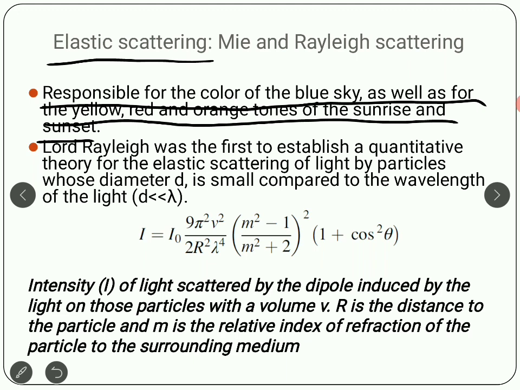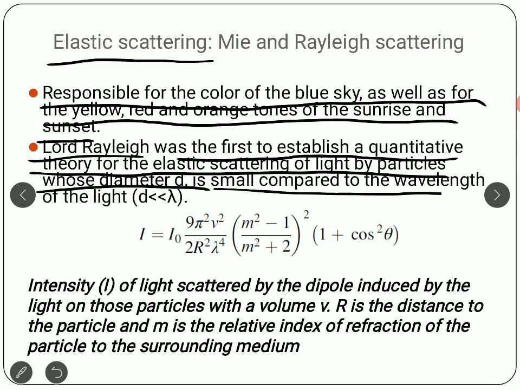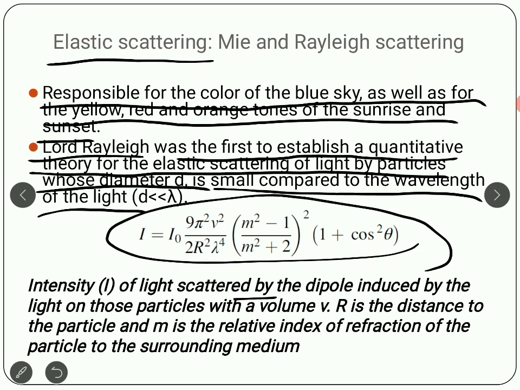So what happened was Lord Rayleigh was the first to establish a quantitative theory for the elastic scattering of light by particles whose diameter d is small compared to the wavelength of the light. So, the particle might have a diameter d, and if that diameter is small compared to the wavelength of the light, this usually gives rise to what we call Rayleigh scattering, which is elastic in nature. And if you look into the relation, we have this expression here, where I is the intensity of the light scattered by the dipole induced by the light on those particles, with a volume V.